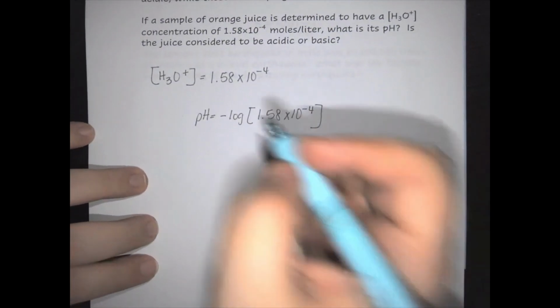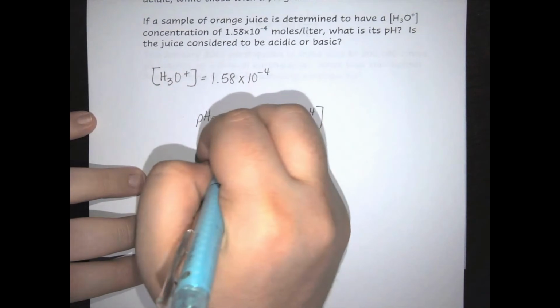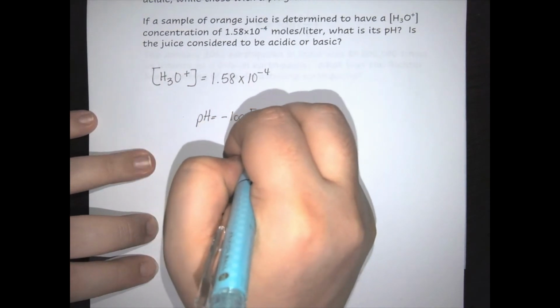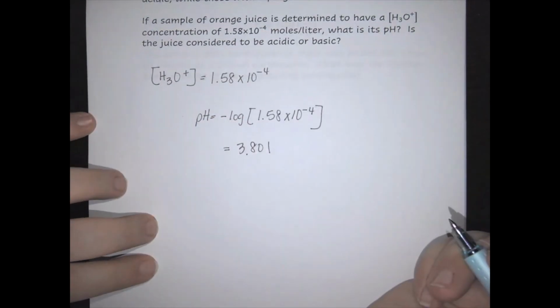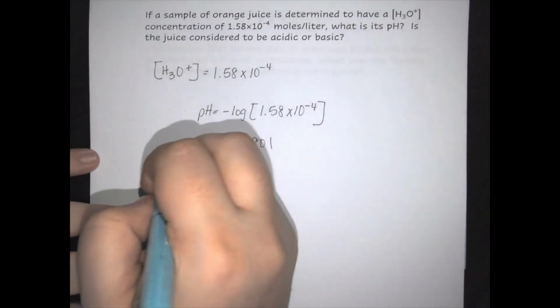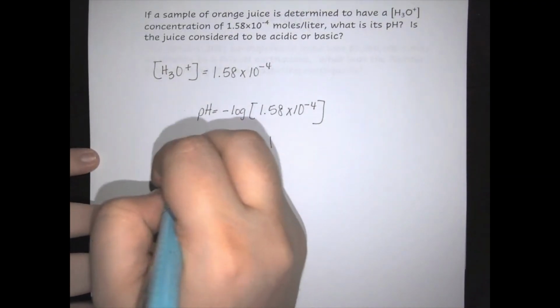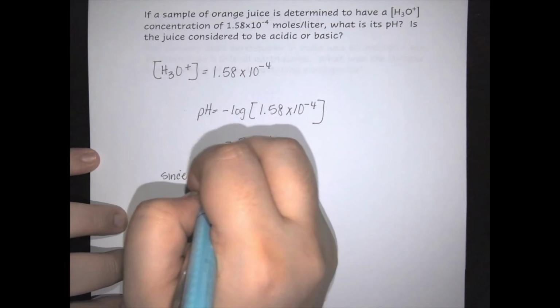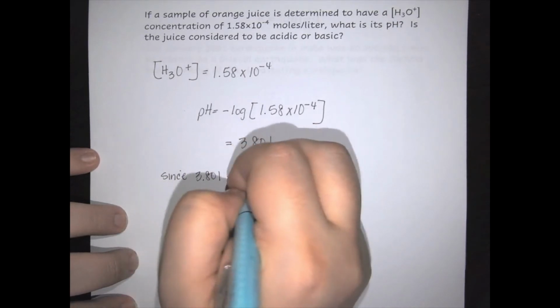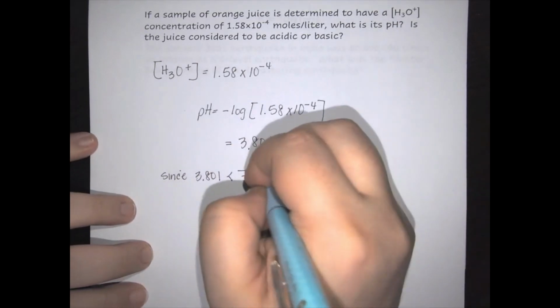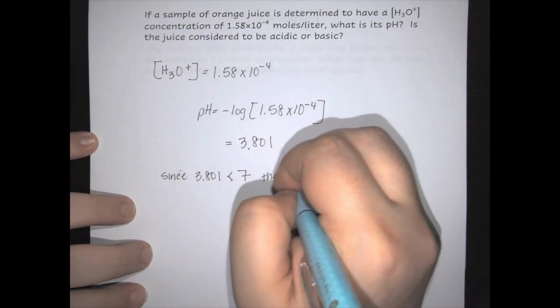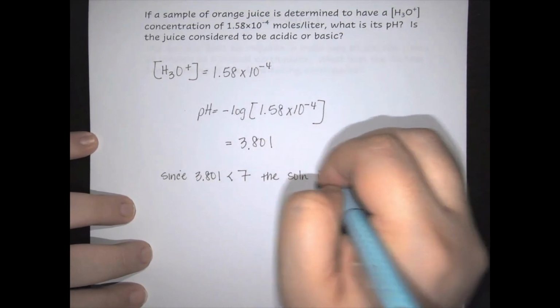So in this case, again, you could use your calculator and you'll come up with 3.801. Now here, since 3.801 is less than 7, the solution is acidic.